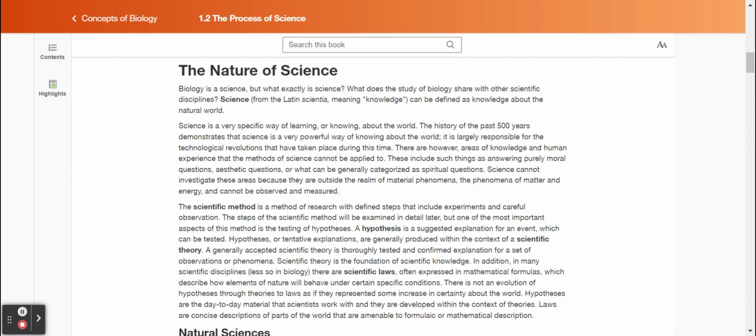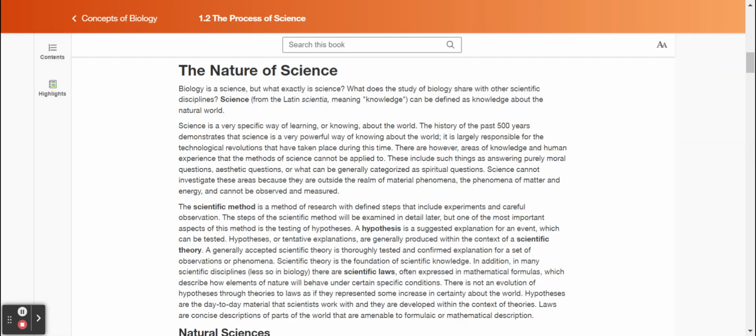There are, however, areas of knowledge and human experience that the methods of science cannot be applied to. These include such things as answering purely moral questions, aesthetic questions, or what can generally be categorized as spiritual questions. Science cannot investigate these areas because they are outside the realm of material phenomena, the phenomena of matter and energy, and cannot be observed and measured.